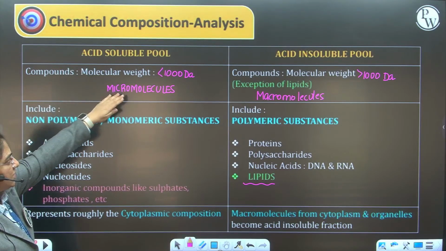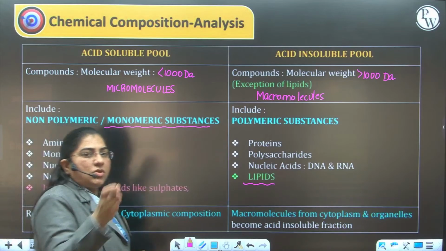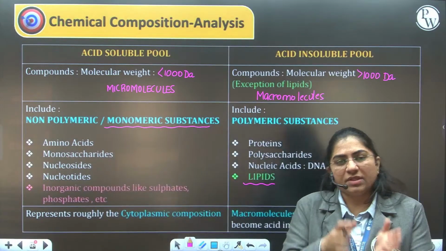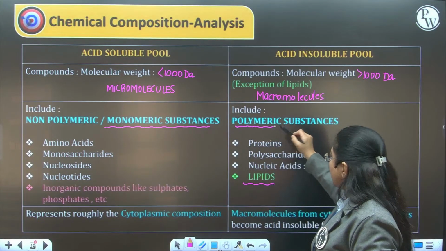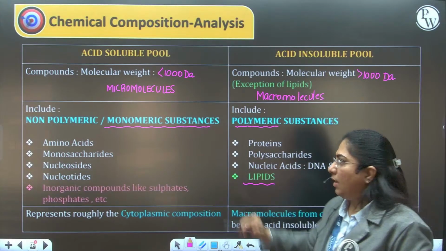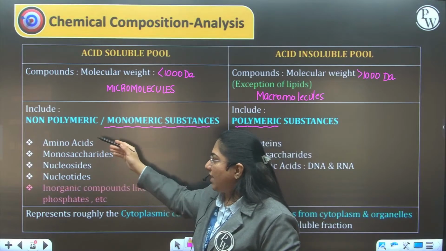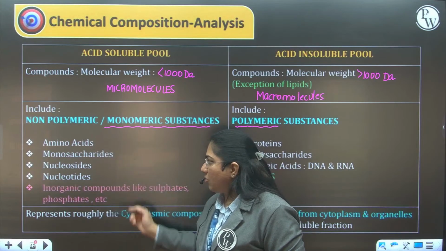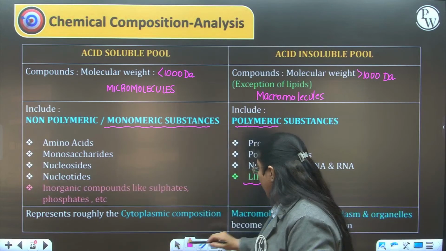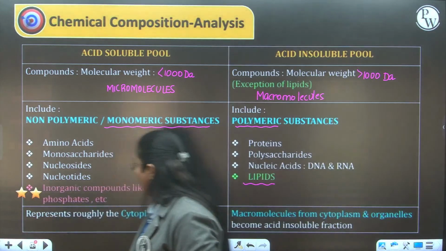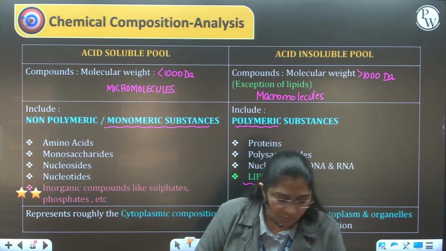Since the acid soluble pool is micromolecules, they are also monomeric substances, that is, which cannot be further broken down. We all know that when monomers join together, they form polymers. So polymeric substances will come in the acid insoluble pool, and non-polymeric or monomeric substances in the acid soluble pool. In the acid soluble pool, we have monomers of proteins, that is amino acids, of carbohydrates, sugars, and of DNA and RNA, or nucleic acids, nucleosides and nucleotides. Also, pay careful attention that inorganic components like sulfates, phosphates, etc. are also found in the acid soluble pool.